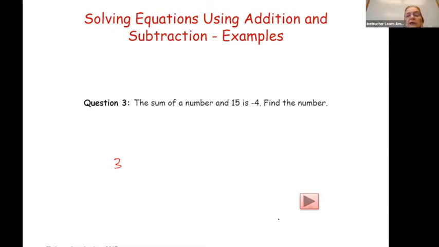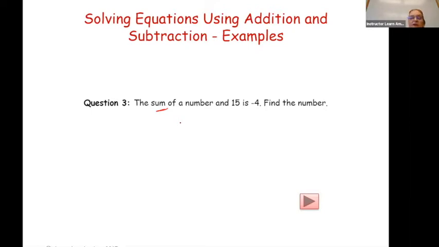The sum of a number and 15 is negative 4. Find the number. Okay, I don't know how I wound up with a stray number there, we would get rid of that. Okay, so the sum of a number and 15 is -4.